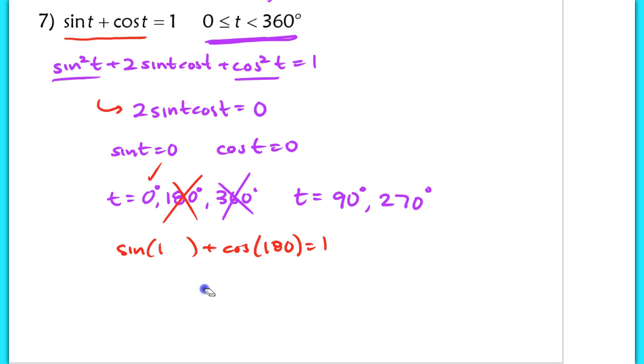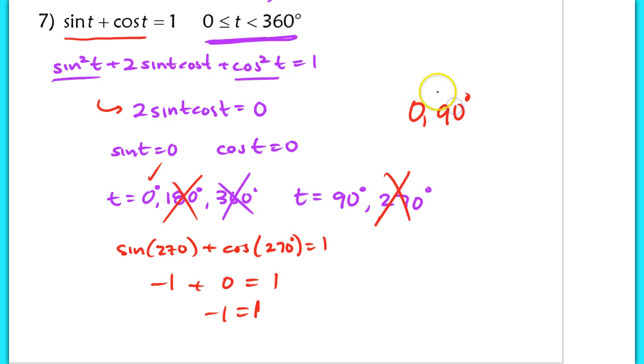Let's test 90 and 270. So let's say sine of 90 and cosine of 90. The sine of 90 is 1, the cosine of 90 is 0. So that one works. And if we try 270, the sine of 270 degrees is negative 1. The cosine of 270 degrees is 0. But that is not a true equation, so that doesn't work either. So our solutions are 0 and 90 degrees.